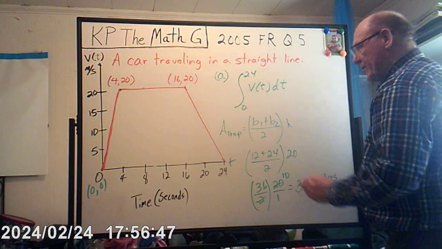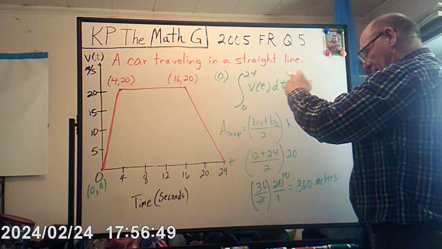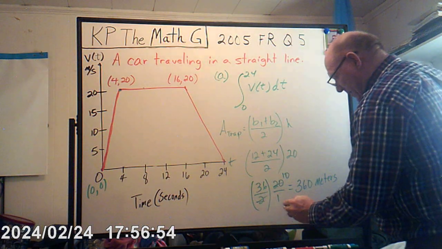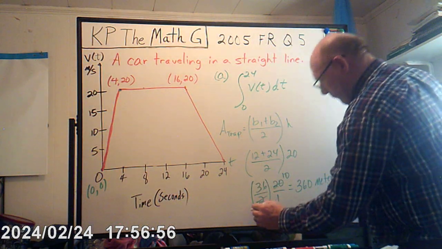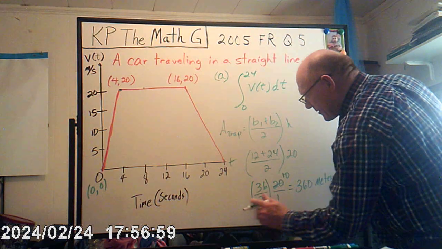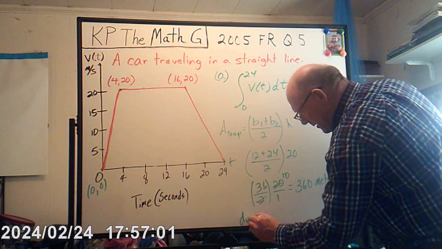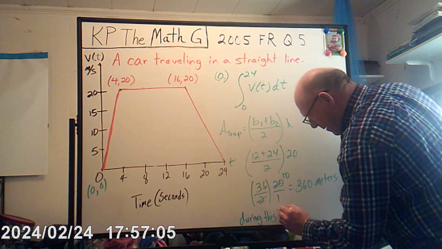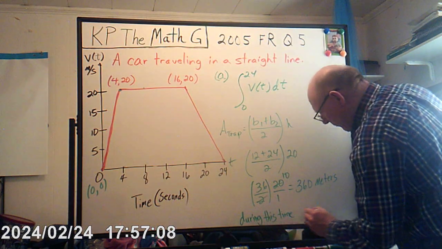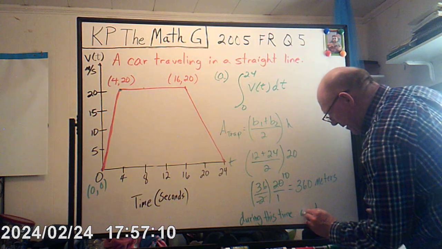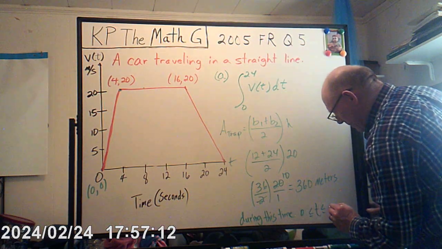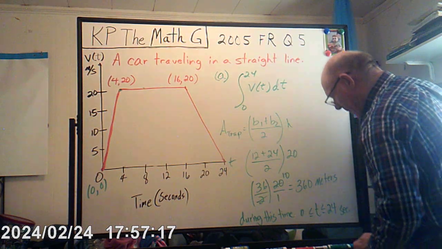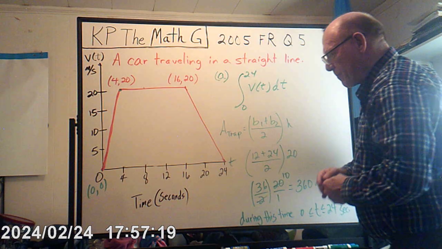Alright. So the car traveling in a straight line traveled a total of 360 meters during this time t between 0 and 24 seconds. Okay, that's how you do A right there.